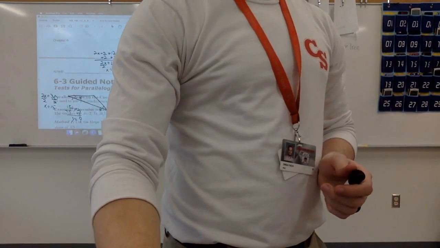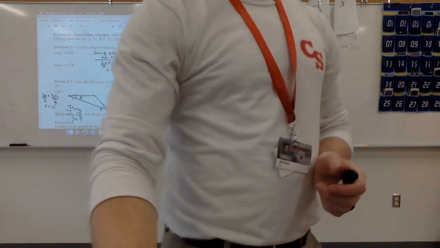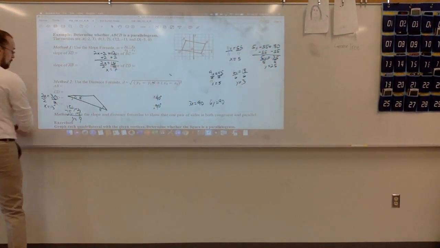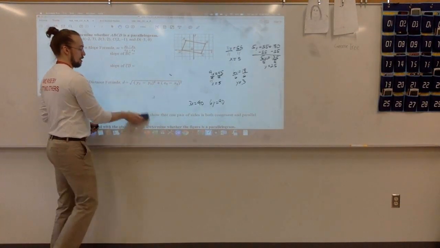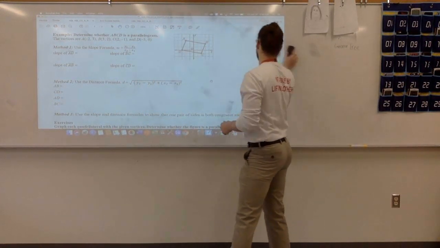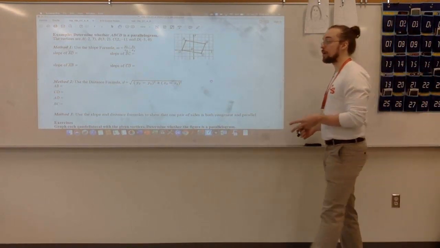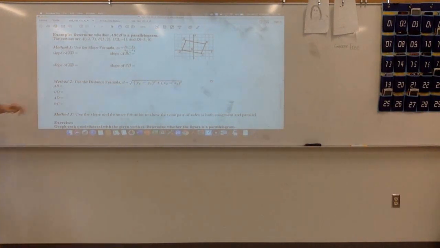Alright, let's flip over to the back here and talk about proving that something is a parallelogram. If we are given coordinates of the vertices of a parallelogram, we have 2 methods to determine, well, really 3, but 2 that we're going to focus on. 2 methods to determine if it is a parallelogram or not.